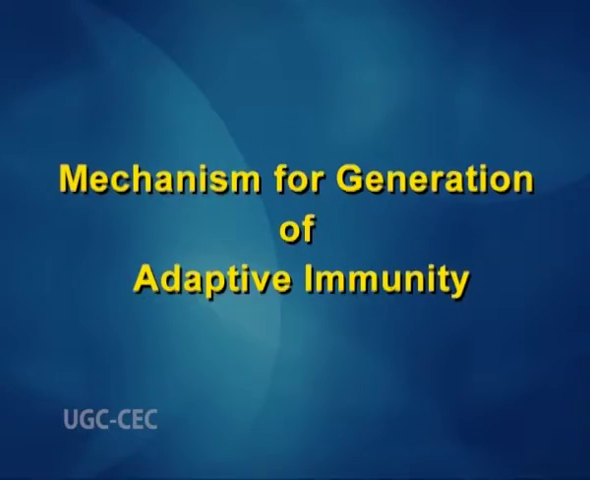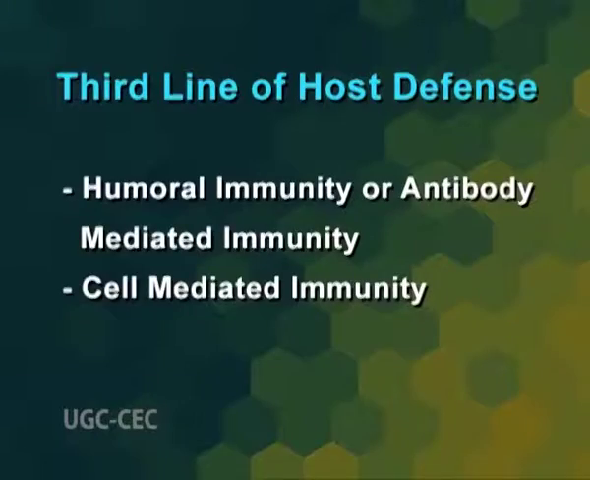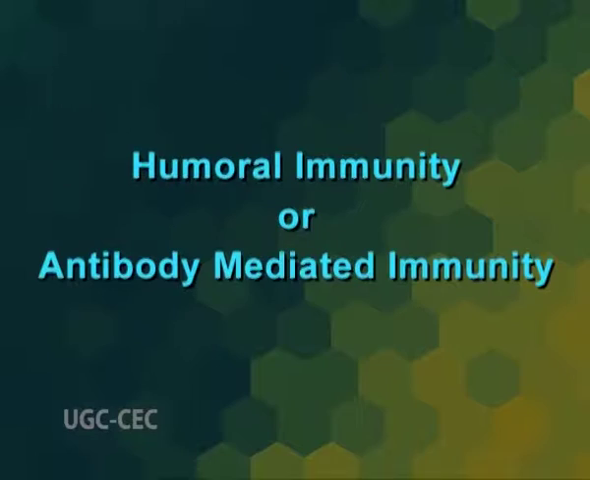Mechanism for generation of adaptive immunity. Adaptive immunity can be generated inside a host by the specific host defense mechanism, also known as the third line of host defense, which functions in the body by two methods: humoral immunity or antibody mediated immunity, and cell mediated immunity. Humoral immunity or antibody mediated immunity.